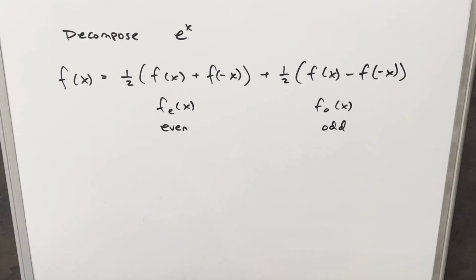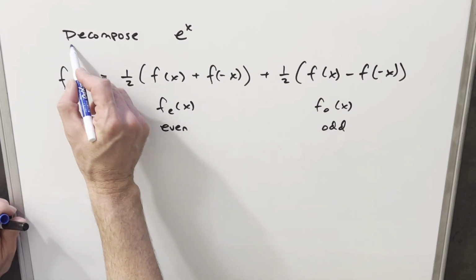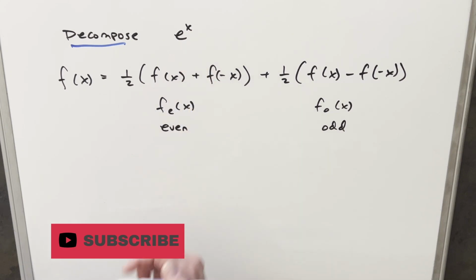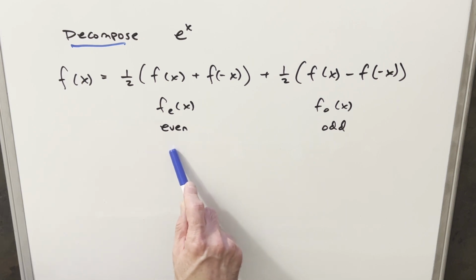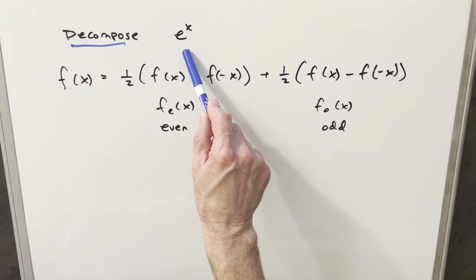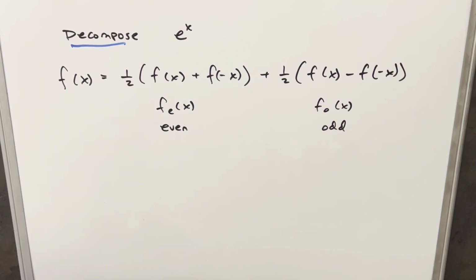Okay, we have here on the board another odd even problem, and we're asked to decompose just the function e to the x into its odd and even parts. And we actually have the formula to decompose it right here that I used in the previous video. One thing, I actually already did this problem, decomposing e to the x. I just kind of wanted to do it a little bit different way.